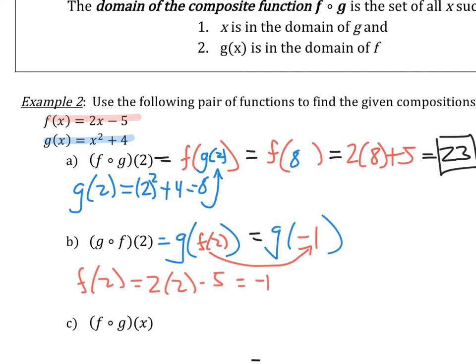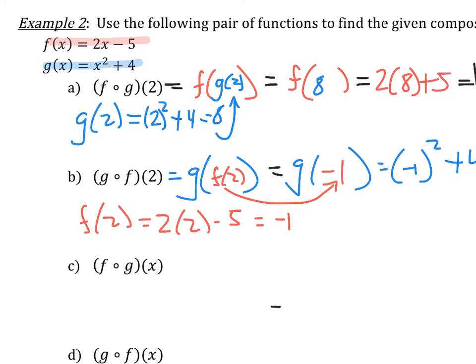Now we look at g. g is defined like this. And so we say, well, if we put negative 1 into there, we get negative 1 squared plus 4. Okay? So that's if we have a number in the domain there, 2 in this case.